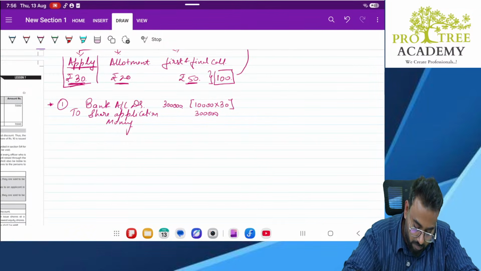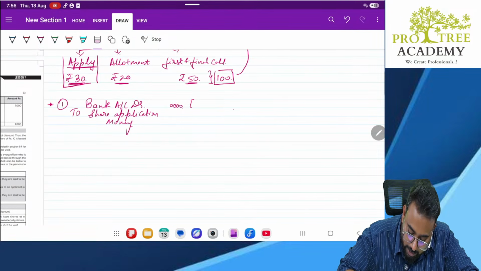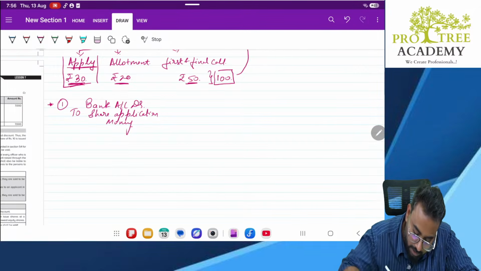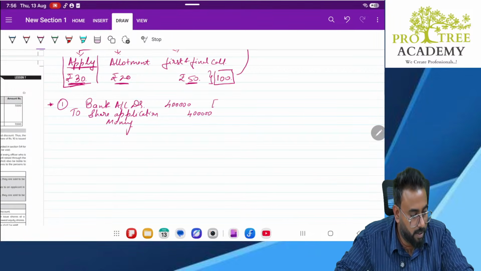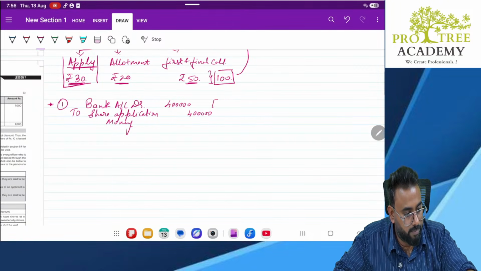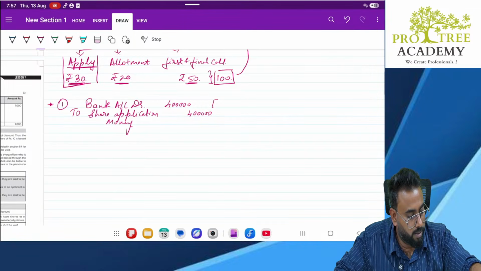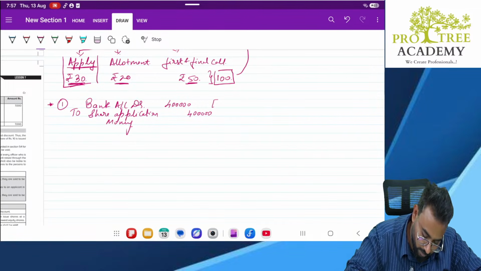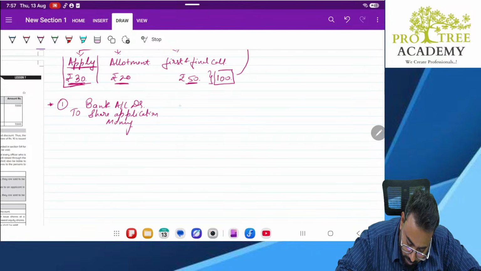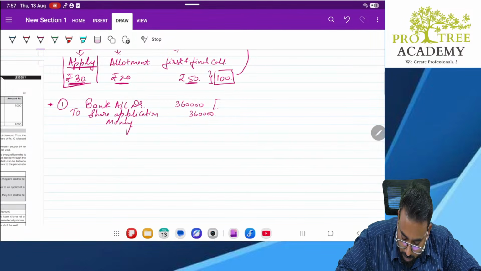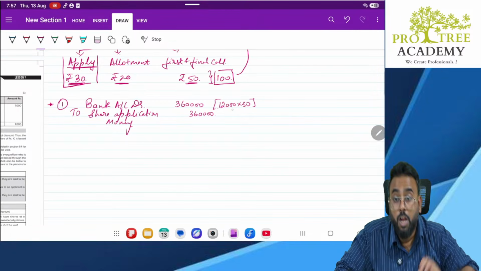Okay, let's take another example, just for your understanding and better clarity. Instead of 3 lakhs, I will take 4 lakhs. Let's reject 1 lakh worth of applications. I will use a round number only. No, this will not become round. 12,000 into 30. Let's not use 4 lakhs. So we received applications for 12,000 shares.